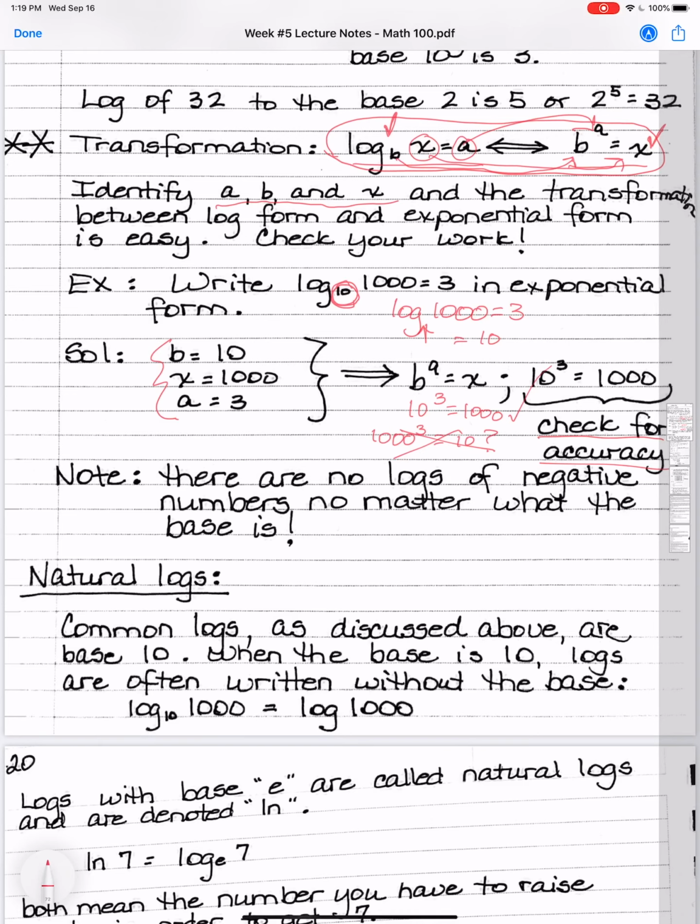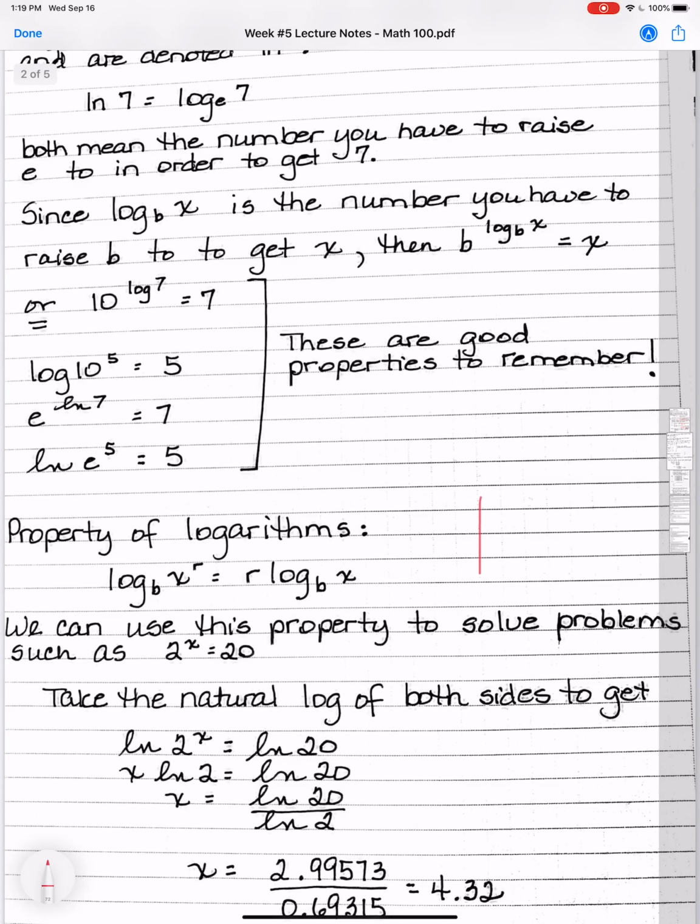Now, common logs are the ones that we're talking about here, but there are also natural logs. Common logs have a base 10, but natural logs have a base e. So instead of having a base of a natural log, you are just going to see it written in this form. The natural log, ln of 7, is the same thing as the log base e of 7. So a natural log is just a regular log with base e.